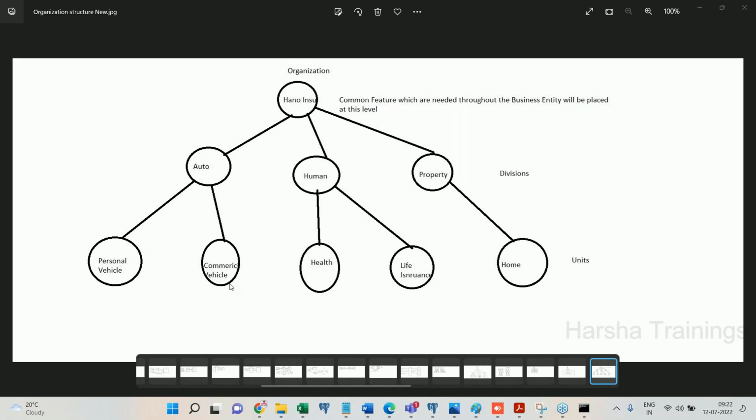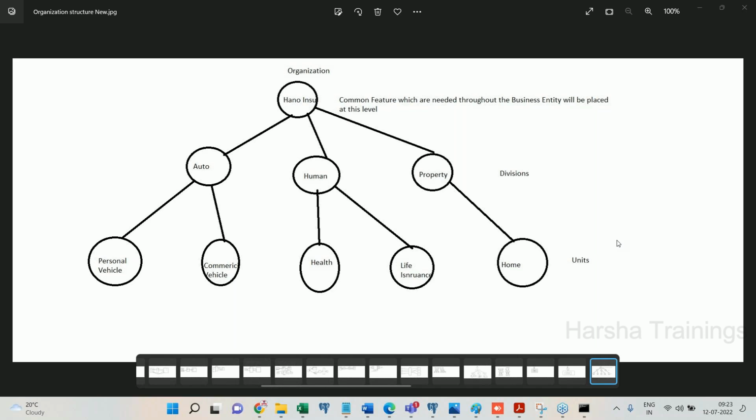So which vehicle is going to have high risk? Commercial vehicle is going to have high risk because it will be on the roads every time, right? So the insurance premium calculation for commercial vehicles is higher than for personal vehicles. That's why you need a different unit for commercial vehicles. And human, health insurance, life insurance, these are different units. Property, home insurance, and you may have more other units as well.